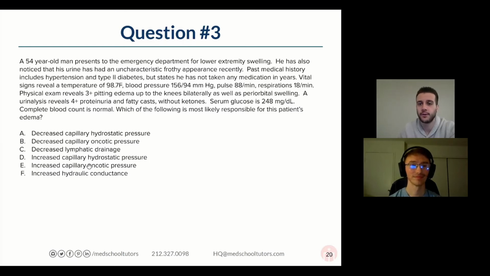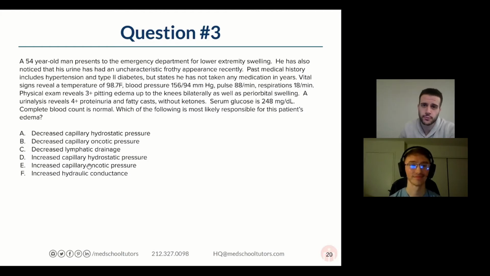A 54-year-old presents with lower extremity swelling. And now it's taking an interesting turn as urine has an uncharacteristic frothy appearance recently. When you hear that, you really should start thinking about proteinuria. That's the test writer's way of communicating proteinuria to you. He has a past medical history of hypertension and type 2 diabetes, but it seems like he isn't on any therapy for that. When you're thinking about proteinuria, the kidney does not like both of these things, but especially would not like type 2 diabetes in the context of when you start losing protein.